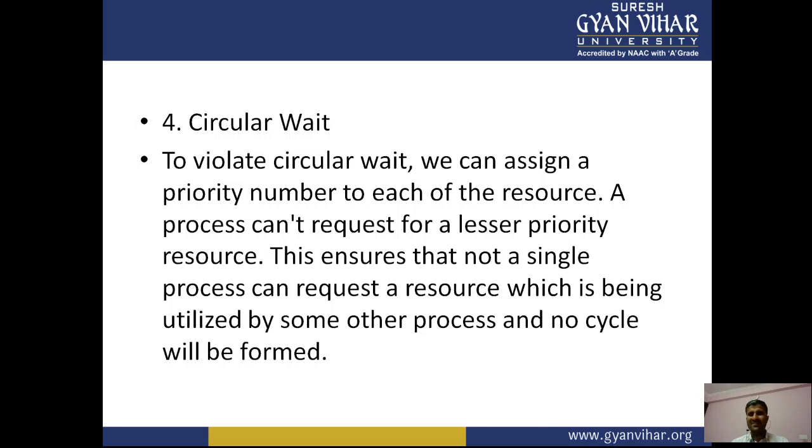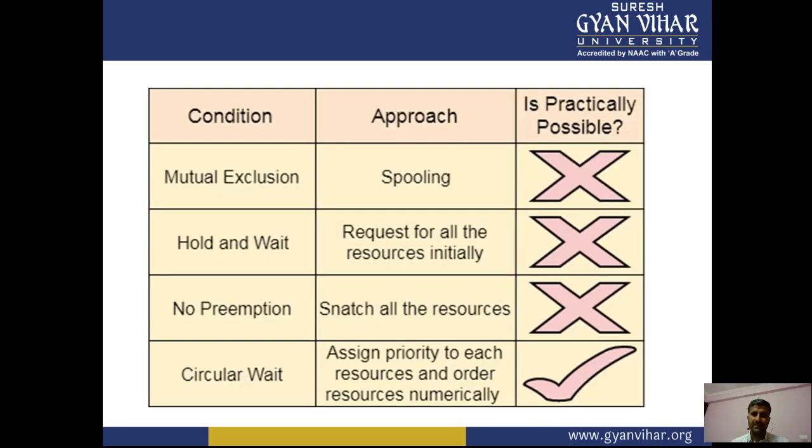And after that, there is circular wait. To avoid circular wait, we can assign priority numbers to each resource, so a process cannot request a lesser priority resource. This ensures that no process can request resources being utilized by some other process, and no cycle will be formed.